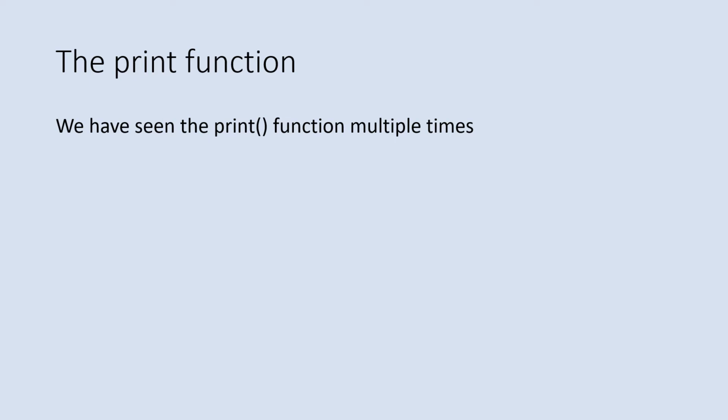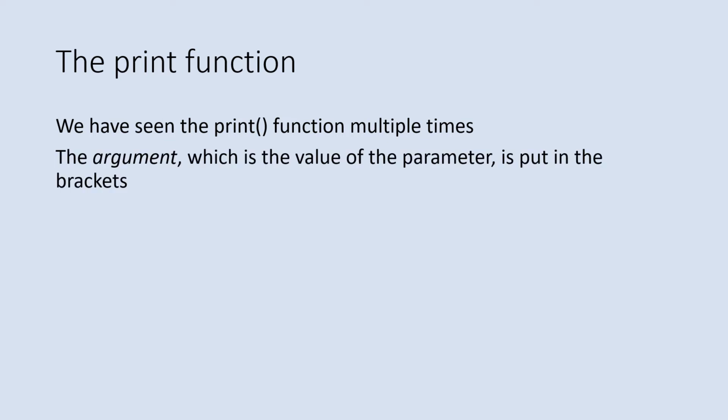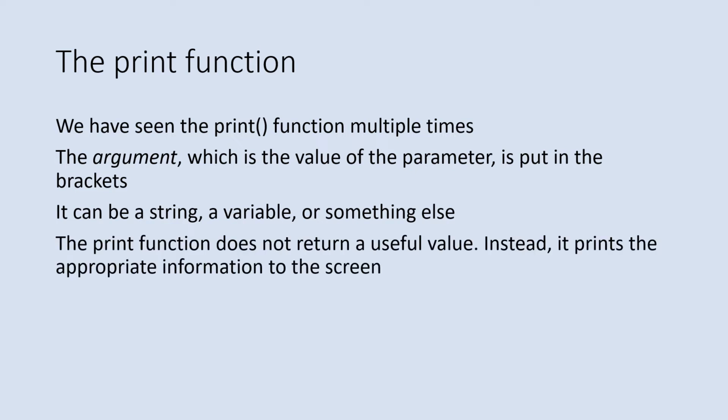So we've seen some functions already. We've seen the print function. The print function takes the value of the parameter, which is the argument that we give it. It's put into the brackets. So if we print a string, then the argument is the string. If we're printing a variable, then the variable name is the argument. We can, with the print function, give multiple arguments, and it will print everything separated with a space. Any kind of thing that can be printed in Python, we can see with the print function.